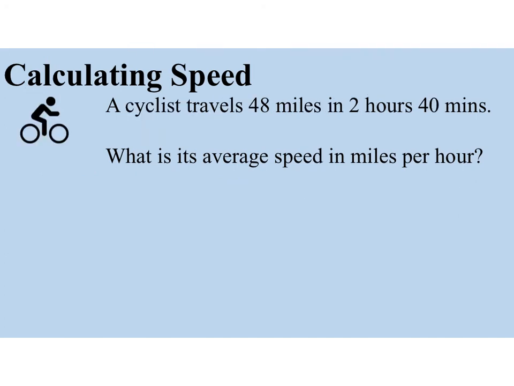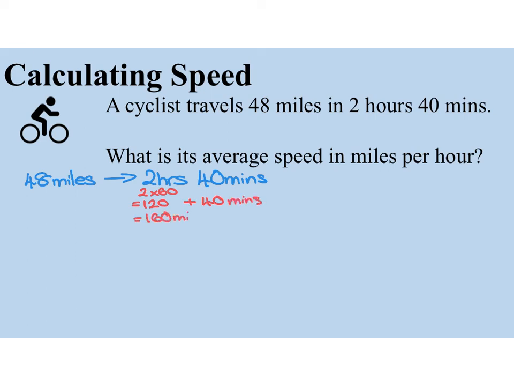This time we have a cyclist. The cyclist is going 48 miles in 2 hours and 40 minutes. Okay, so again, we've got a mixture of hours and minutes here. So again, I'm going to think about my 2 hours, that's 2 lots of 60. So that's 120 minutes plus the other 40 minutes. So we've got 160 minutes altogether.